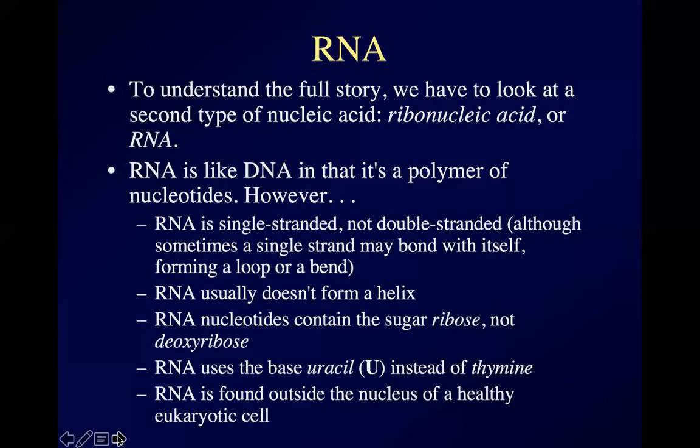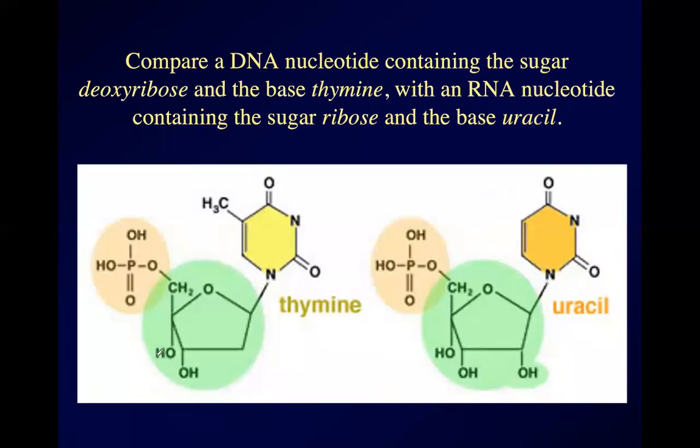RNA nucleotides don't contain the sugar deoxyribose. They contain the sugar ribose. RNA uses one different base. Instead of the base thymine, it uses a base called uracil, which we just abbreviate with the letter U. And then RNA is routinely found outside the nucleus of a healthy eukaryotic cell. So over here on the left, that's a DNA nucleotide with the sugar deoxyribose and the base thymine. An RNA nucleotide contains a sugar called ribose. It's got an oxygen there, as well as there.